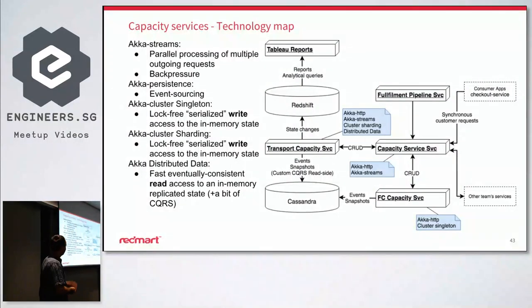So this is just for recap, a copy of the very first slide. We have Akka HTTP everywhere, streams for integration and really streaming data, Singleton to manage one gigantic, non-shardable state in FC capacity, and Akka cluster sharding to represent shardable entity state in transport.